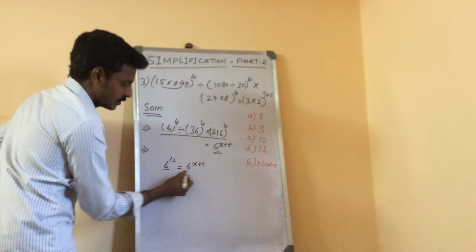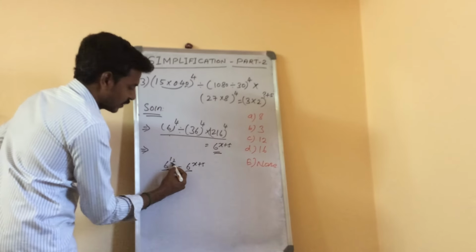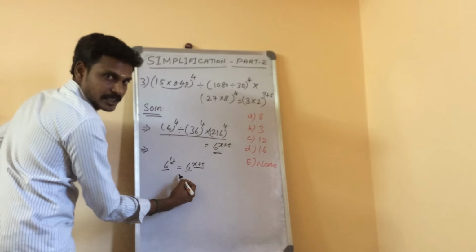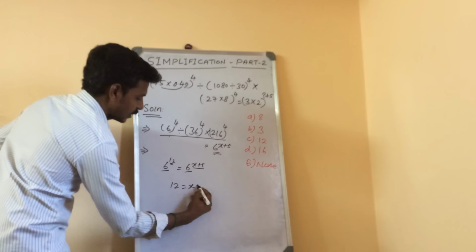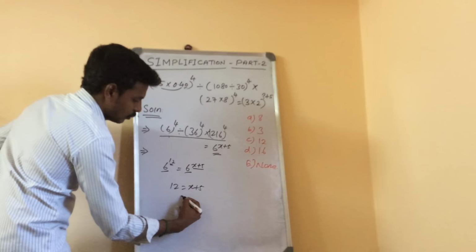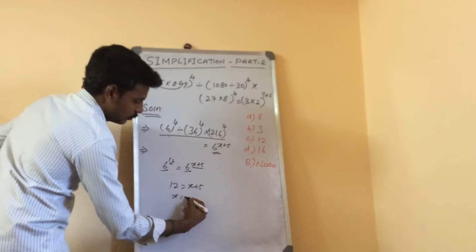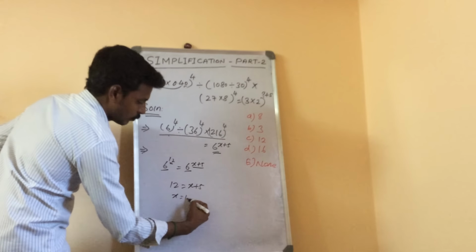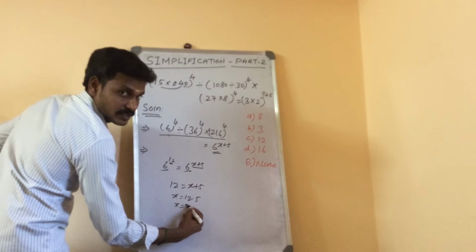Okay, here will be the 6, here will be the 6. Then only we can identify the value: 12 equals x plus 5, right? So 12 equals x plus 5, the power value. So our target is the x value. So what will be the answer? 12 minus 5, right? So x equals 7.